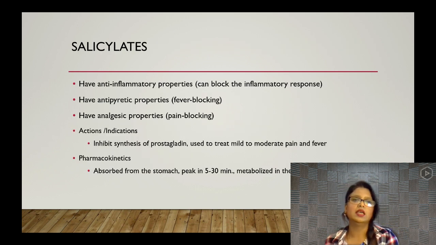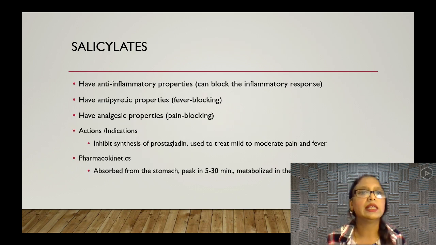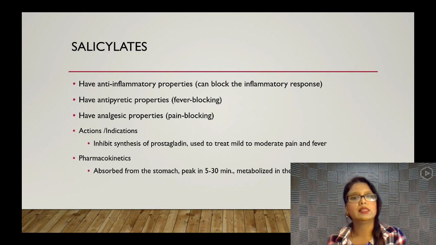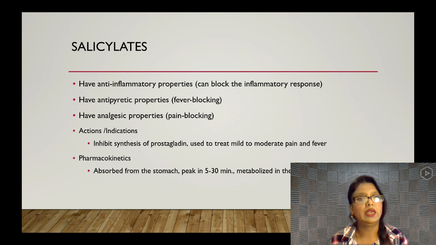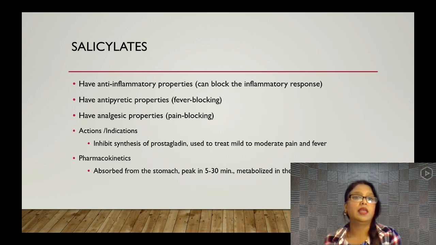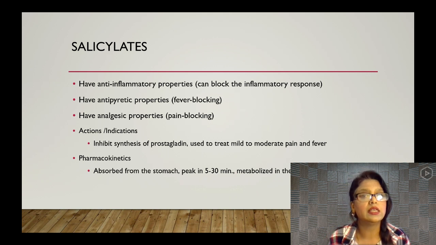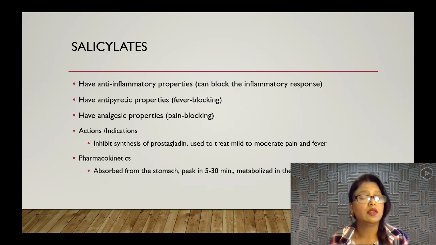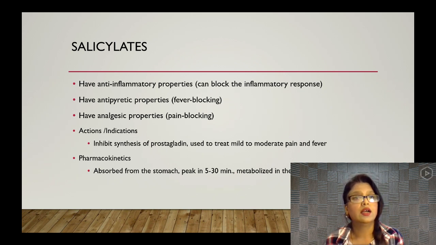Okay, salicylates. Examples of medications: salicylates have anti-inflammatory properties, so they can block the inflammatory responses, have antipyretic properties such as fever blocking, and have analgesic properties such as pain blocking. Action and indications: they inhibit the synthesis of prostaglandins and are used to treat mild to moderate pain and fever. Those prostaglandins we were talking about in that inflammatory cycle before, salicylates block that cycle.